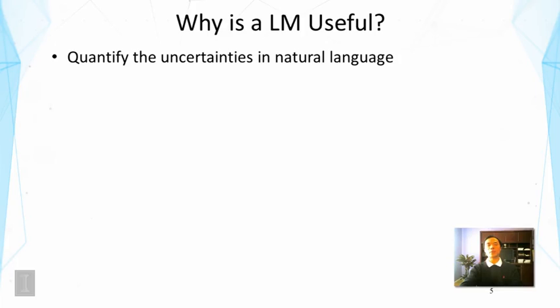So why is such a model useful? Well, it's mainly because it can quantify the uncertainties in natural language. Where do uncertainties come from? Well, one source is simply the ambiguity in natural language that we discussed earlier in the lecture. Another source is because we don't have complete understanding. We lack all the knowledge to understand the language. In that case, there will be uncertainties as well.